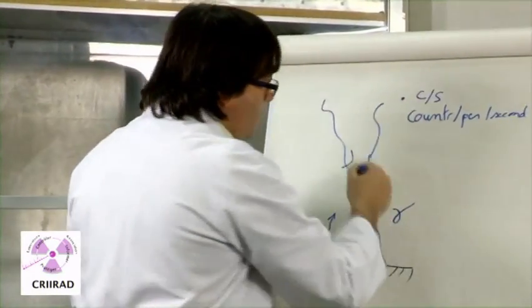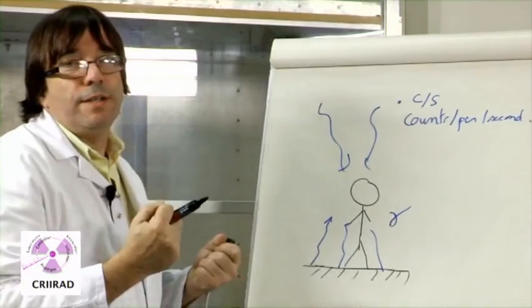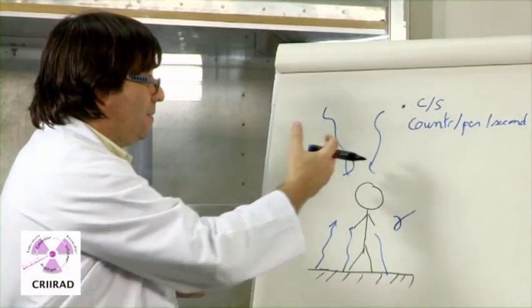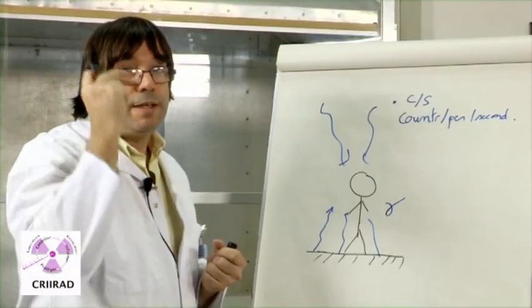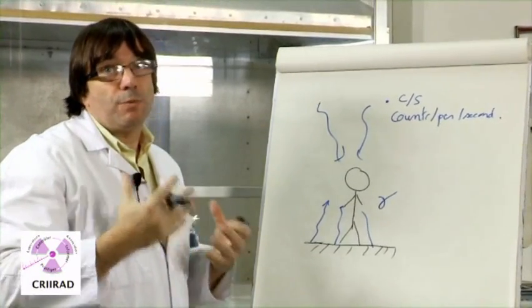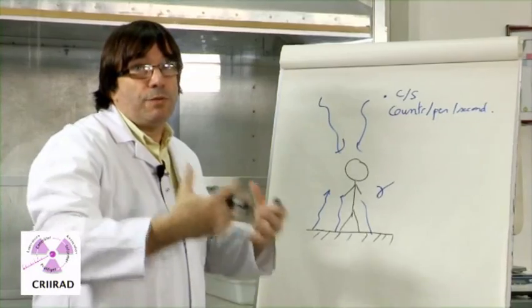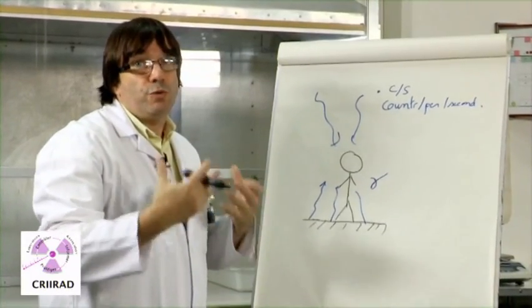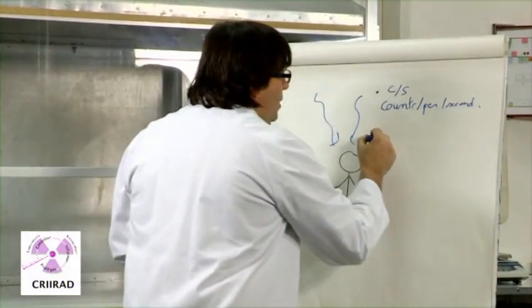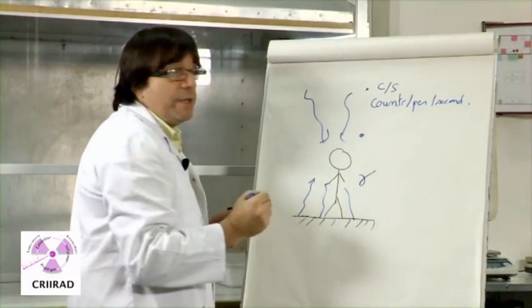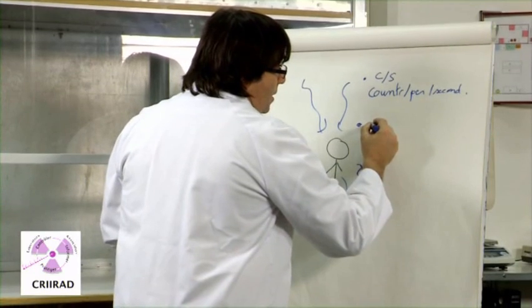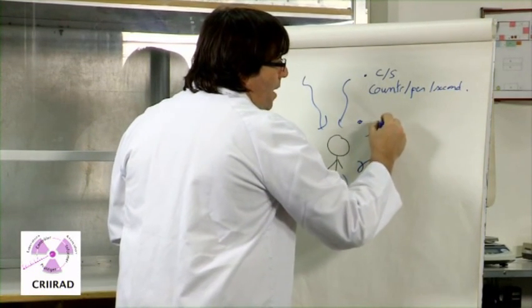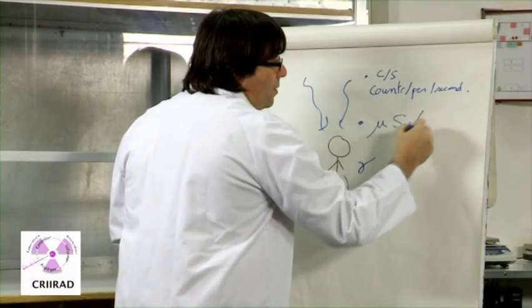And this radiation has a lot of energy. And when this energy interacts with our body, it may be harmful depending on the amount of energy, which is called the dose. So it's very useful to measure what is called the dose rate. And this dose rate is measured in microsievert per hour.